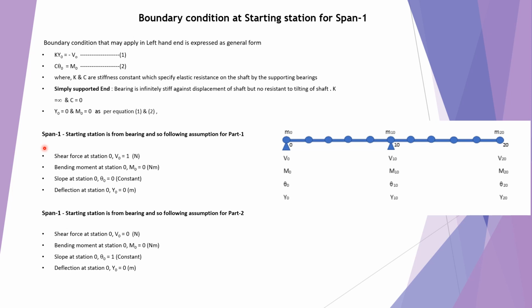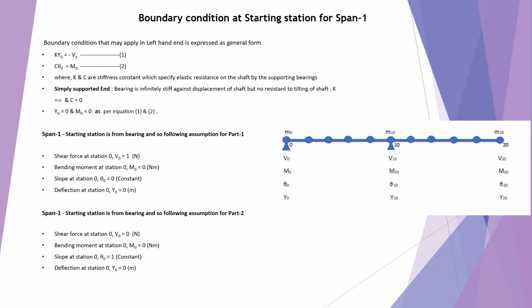For span 1, the starting station is station 0. The following assumption is made for part 1: shear force V0 is 1 Newton, M0 is 0, theta 0 is 0, Y0 is 0. For part 2, the assumption will be theta 0 is 1, others are 0, that is V0 is 0, M0 is 0, Y0 is 0. So there are two parts, part 1 and part 2, for assumption.